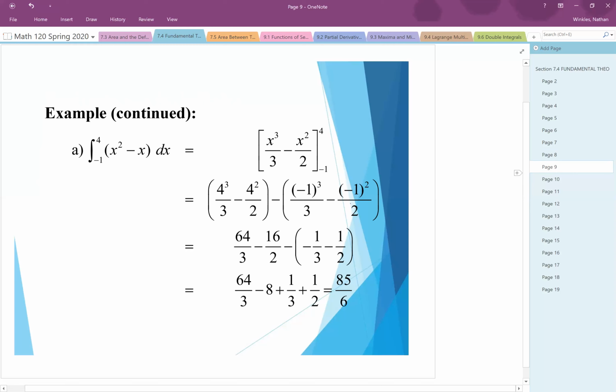Doing some simplification of our exponents, we get 64 over 3 minus 16 over 2, minus, simplifying inside that parentheses, minus 1/3 minus 1/2. Running that negative through everything, we get 64 over 3 minus 8 plus 1/3 plus 1/2. And if we simplify that down, we get 85 over 6. In this case, we needed to plug in 4 and -1, so make sure that you always do that.